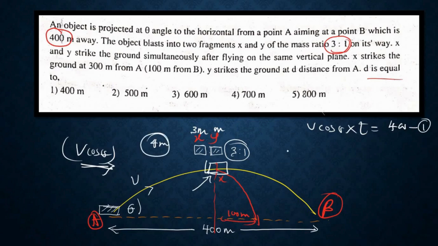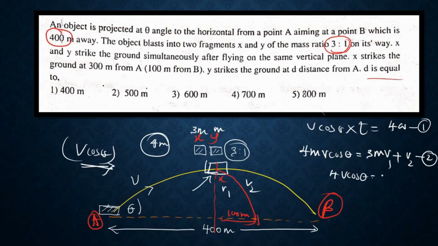Let's apply conservation of momentum here then. 4m v cos theta must be equal to 3m v1, let's say the velocities after the blast are v1 and v2, 3m v1 plus m v2. That is the second equation. Of course mass cancels off, so we are getting v cos theta equals 3v1 plus v2 as the second equation.